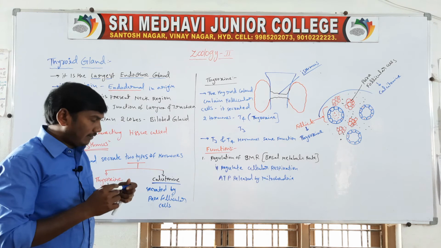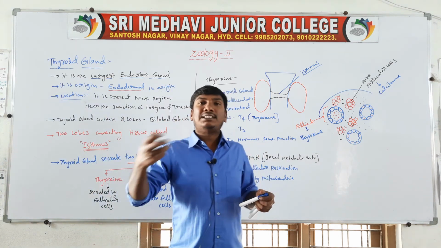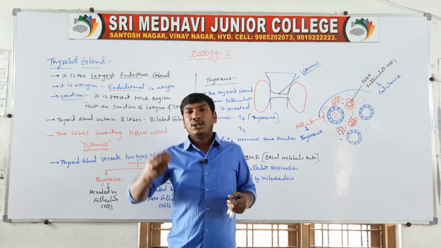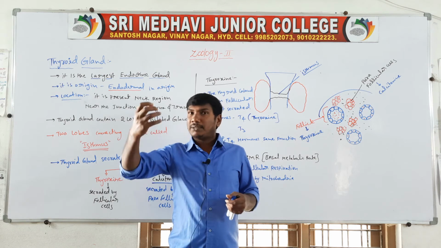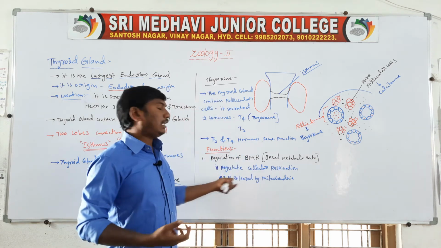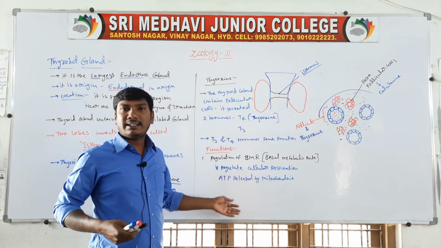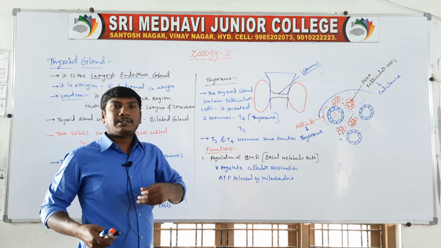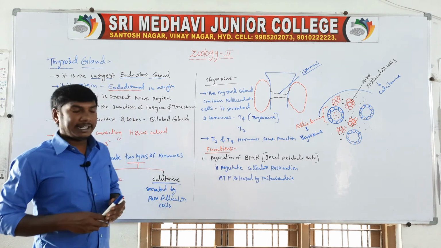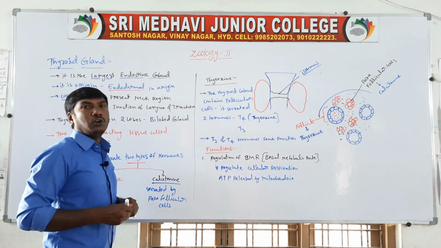So the first one is regulation of basal metabolic rate, which means increasing the cellular respiration process. The cells contain mitochondria, and in the respiration process they release energy, which is called ATP. So the basal metabolic rate finally increases respiration and the production of ATP.